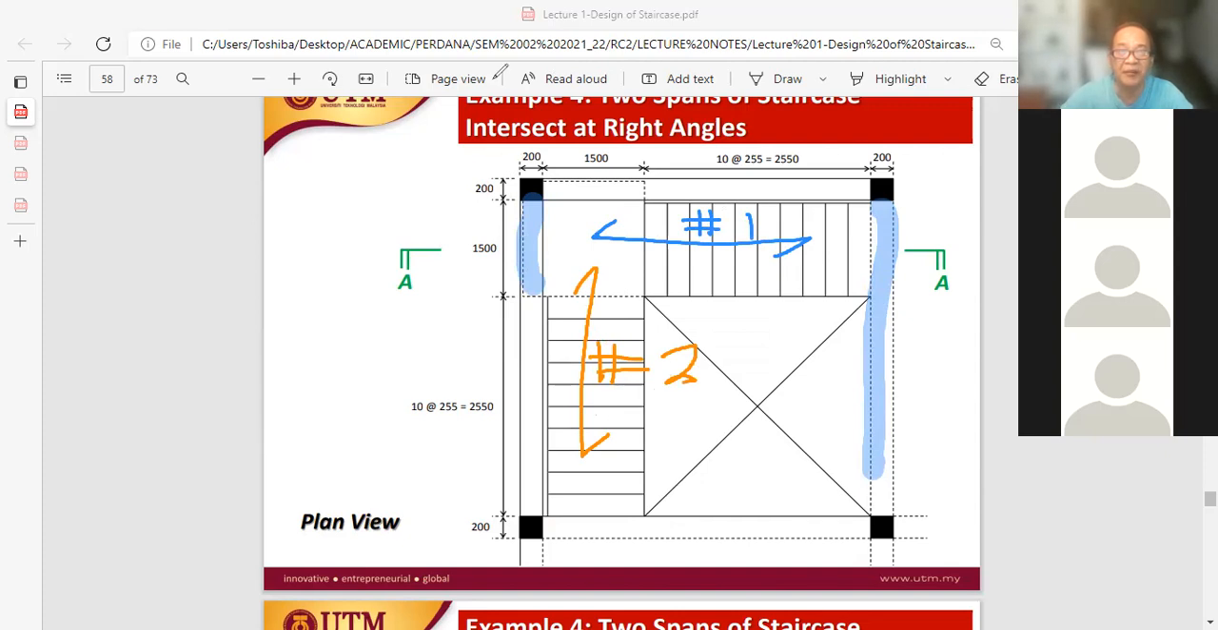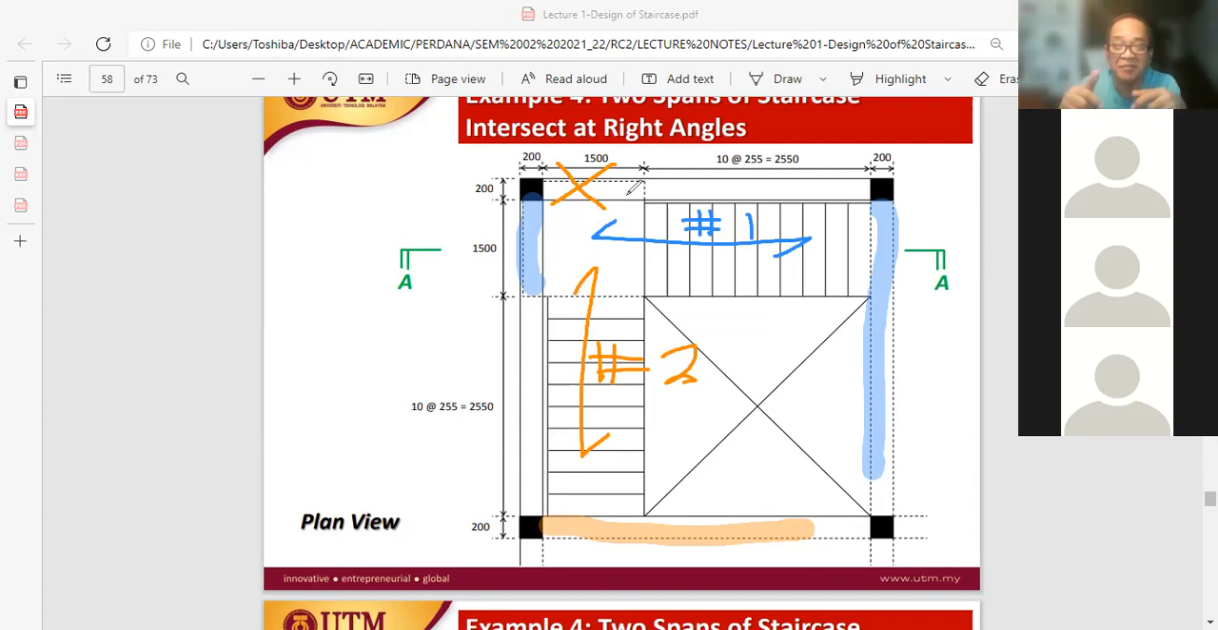The beam on one side is still there, but on this side there is no more beam. The same problem, the same layout, the same everything, same dimension. Only there is no beam at this support, at this particular location. For flight number 2, it has one support maintained at one end and one support removed.